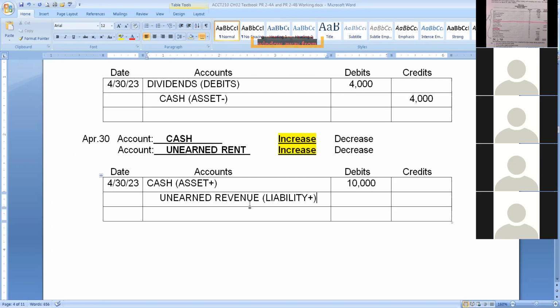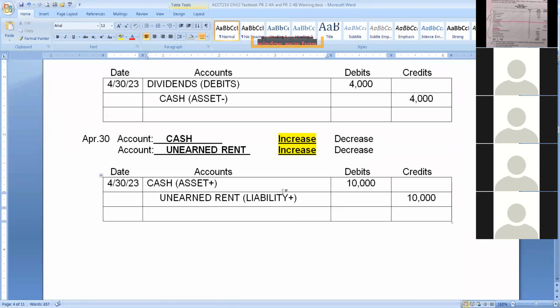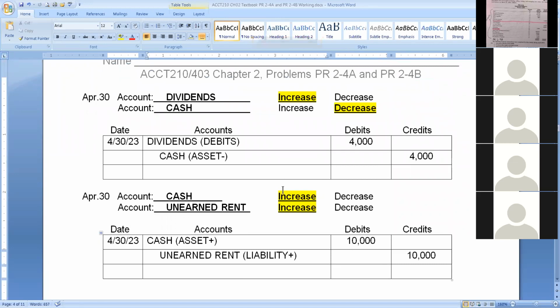Okay, so it's going up. And again, if we don't let them use that land, then we've got to give them their money back. So we owe them until they use the land, it's an unearned liability. Excuse me, unearned rent, I should say. So yeah, it's a liability until they use the land. Okay, so that's PR 2-4A.